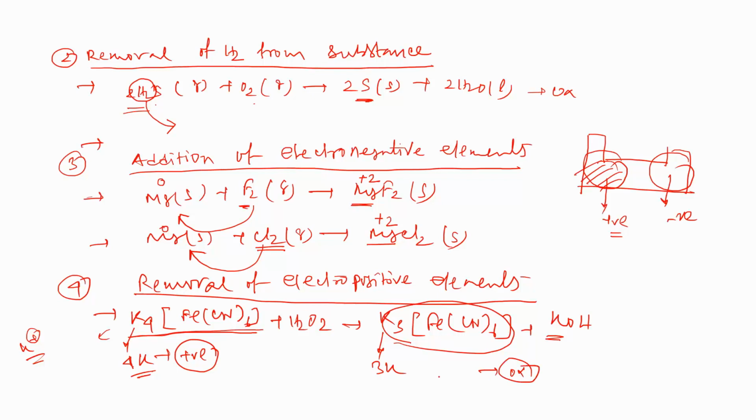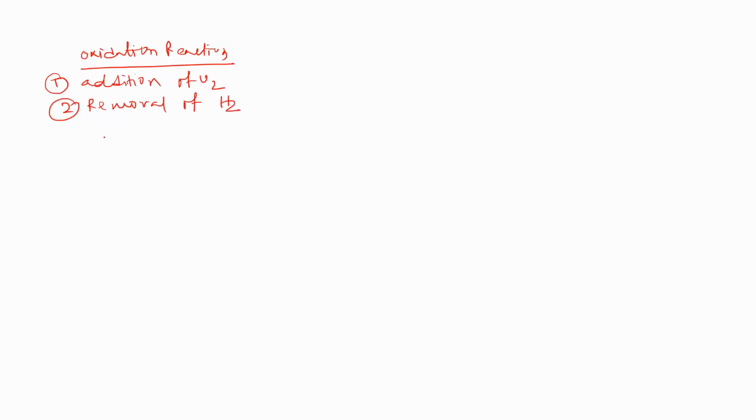These four are the classical ideas to know about the oxidation reaction. I will write what the classical ideas are for the oxidation reaction. First, addition of oxygen. Second is removal of hydrogen. Third is addition of electronegative element. Fourth is removal of electropositive element.